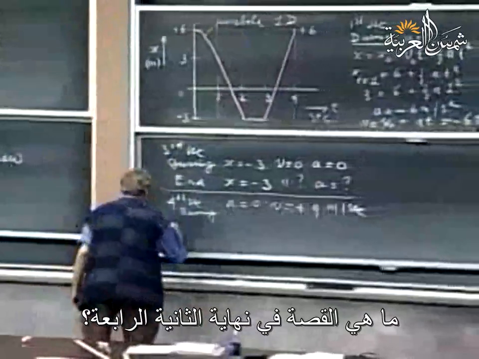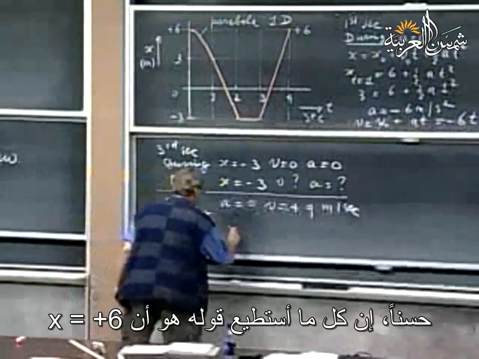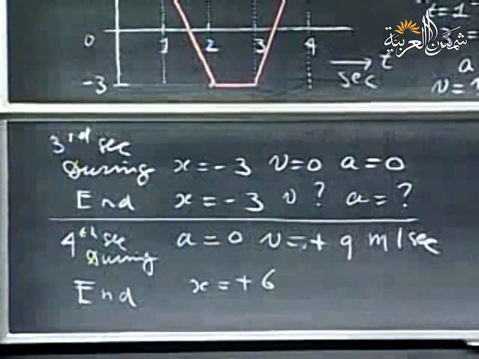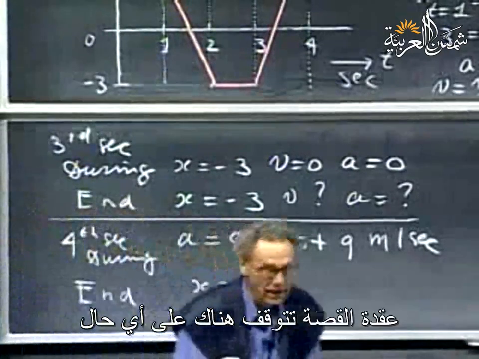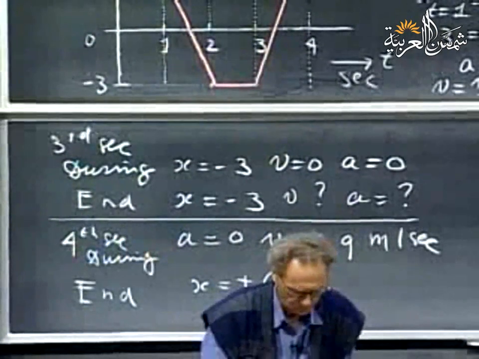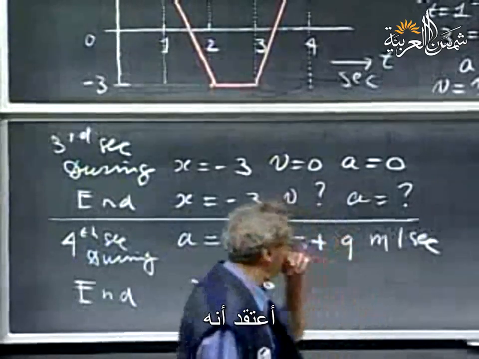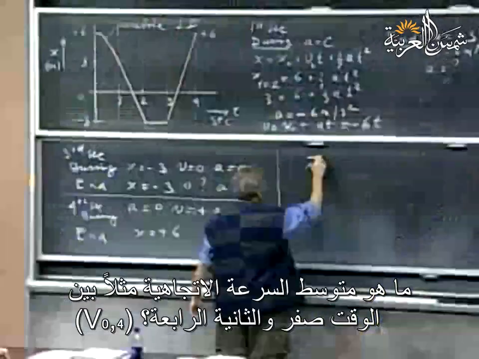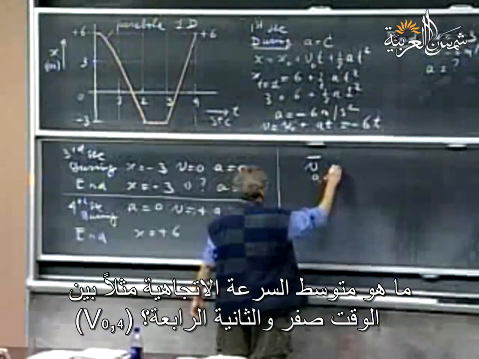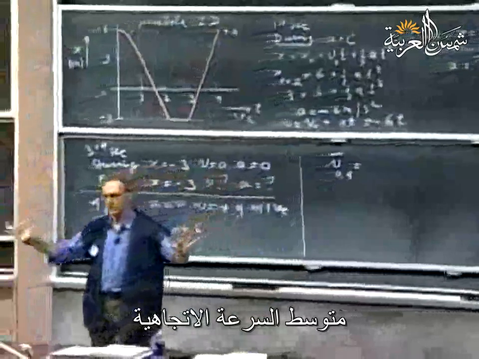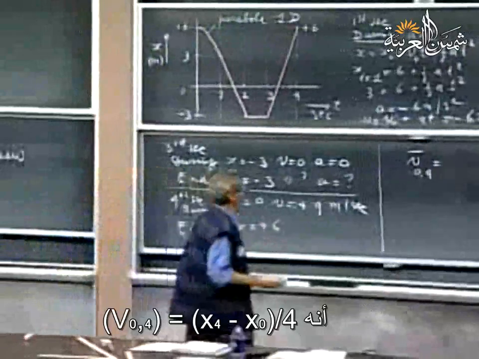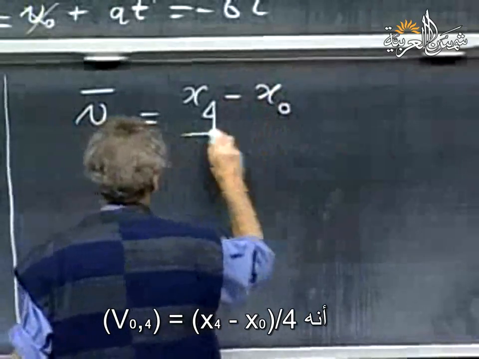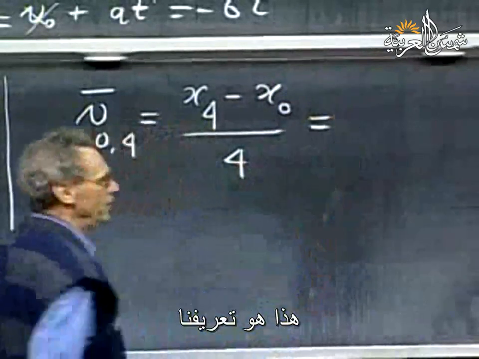What is the story at the end of the 4 seconds? Well, all I can say is that x equals +6. I don't know much more. I don't know what the velocity is, neither do I know what the acceleration is. The plot stops there anyhow. Now I would think that it is reasonable to ask the following question: what is the average velocity, for instance, between time 0 and time 4? We define average velocity as the position at time 4 seconds minus the position at time 0, divided by 4. That is our definition.